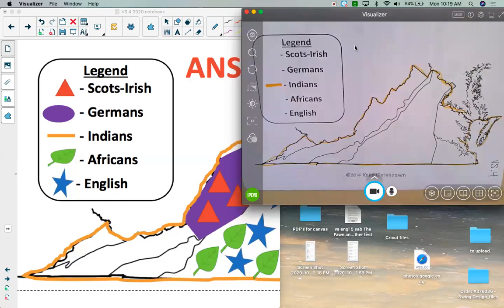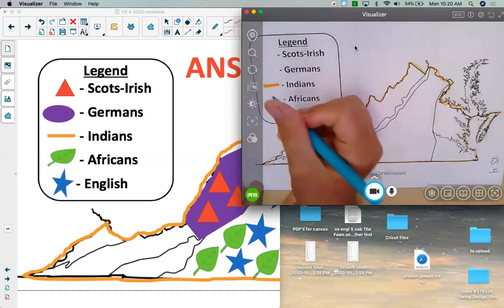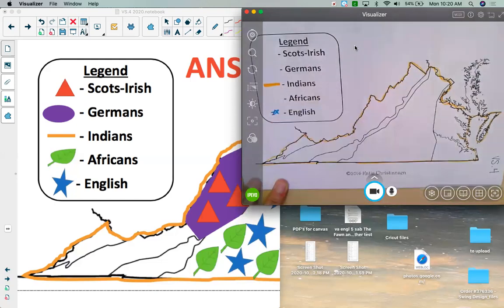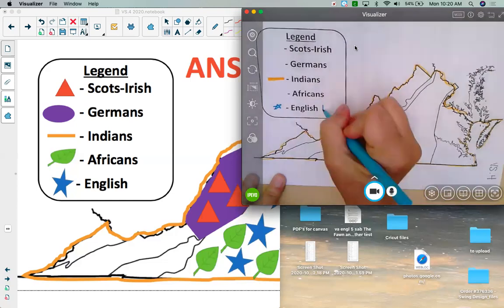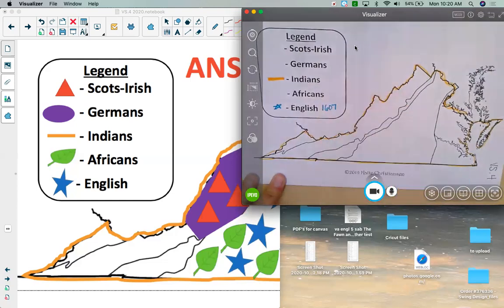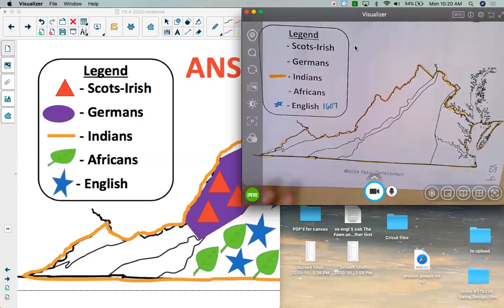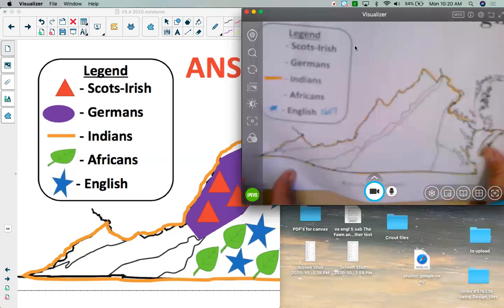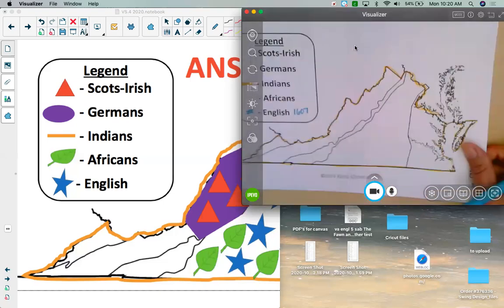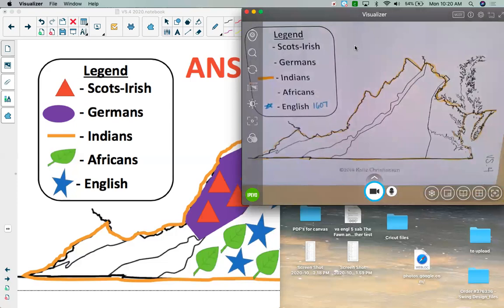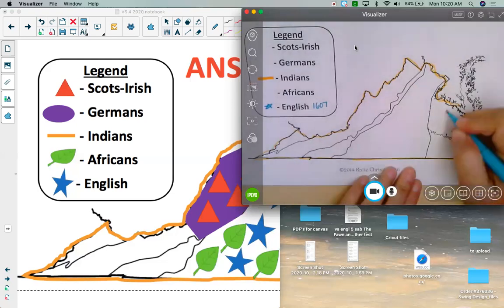Now, when we think about our next group that we've talked about, the English came next in 1607. So I am going to indicate the English by a blue star, just like that. And I'm going to write 1607 because that's when they came. That's when they started to come, okay? Now, we know from our notes page that the English settled primarily in the coastal plain Tidewater region, correct? And the Piedmont regions. So this is the coastal plain Tidewater.